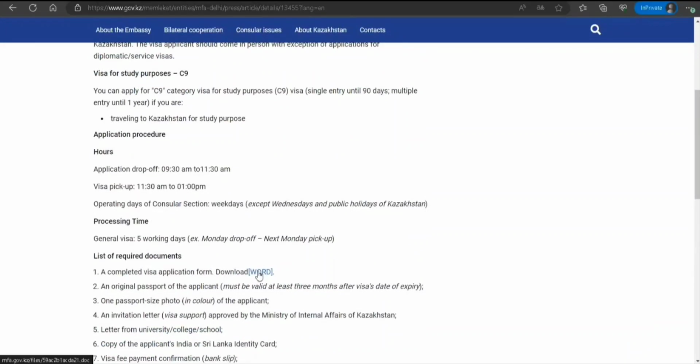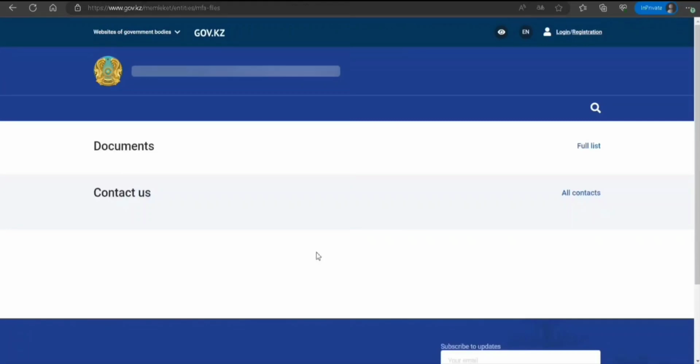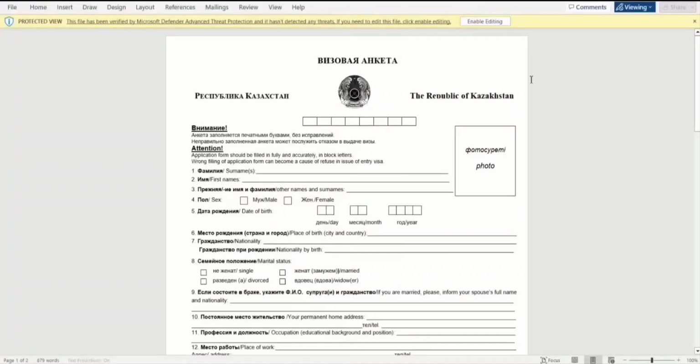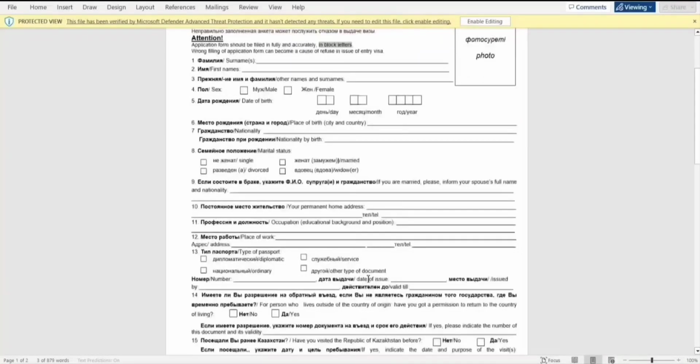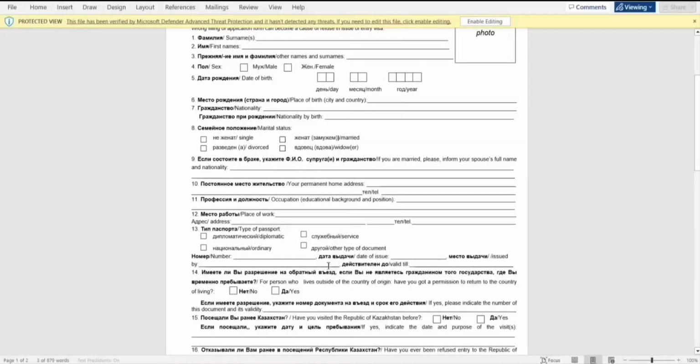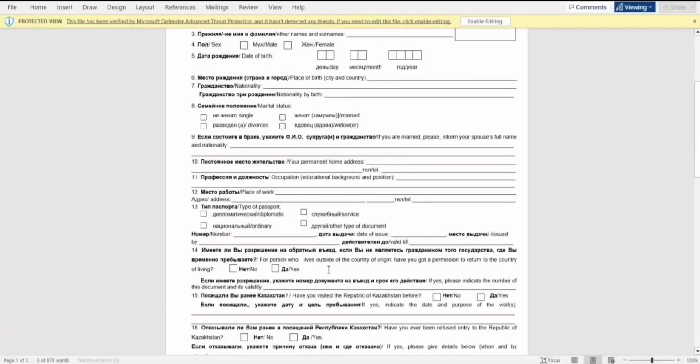Okay, now let's open the visa form. So guys, here is the form. Okay, and it's available in English also. Okay, it should be filled in fully and accurately in block letters. Okay, surname, name, photo, date of birth, nationality, your civil status, your permanent home address, educational background, place of work, address, type of passport. These are very simple questions.